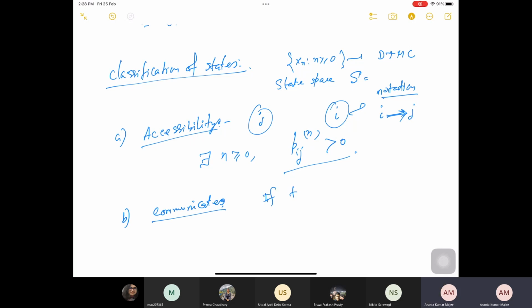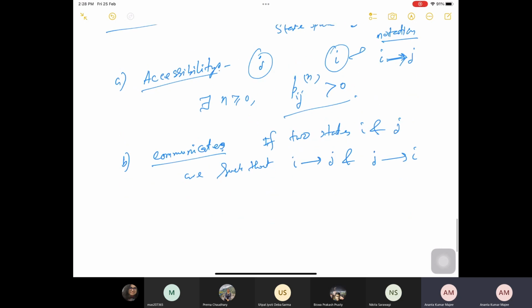So if two states I and J are such that J is accessible from state I and I is accessible from state J, then we say that the two states I and J communicate with each other. That means I can find N and M such that P_ij(N) is positive and P_ji(M) is positive, for some N, M greater than or equal to 0.